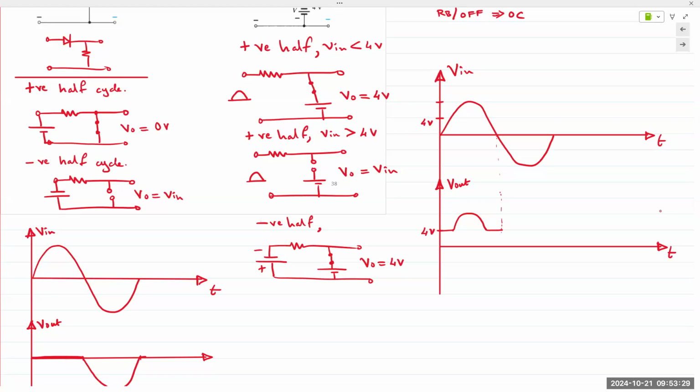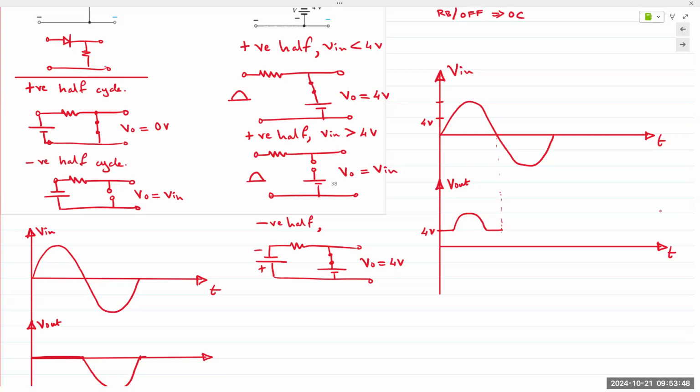Once V in goes above 4, diode turns off, everything is disconnected, the battery is disconnected. V in reaches directly to the output, so V out is equal to V in. And so we get the small cap at the top. Does that make sense, everyone?